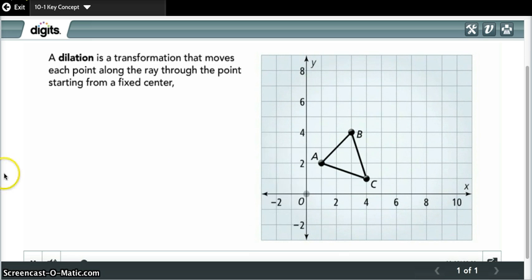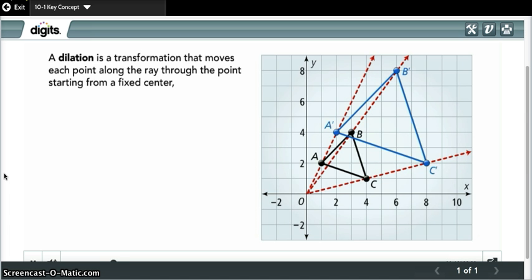A dilation is a transformation that moves each point along the ray through the point starting from a fixed center, and multiplies distances from the center by a common scale factor. Notice that the distance from the origin to the point A prime is twice the distance from the origin to point A. Also, the distance from the origin to point B prime is twice the distance from the origin to point B. And similarly, the distance from the origin to point C prime is twice the distance from the origin to point C.